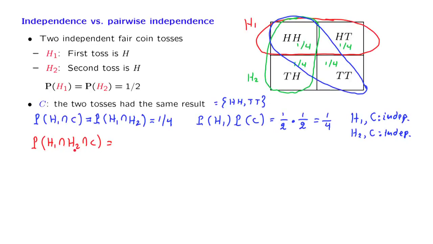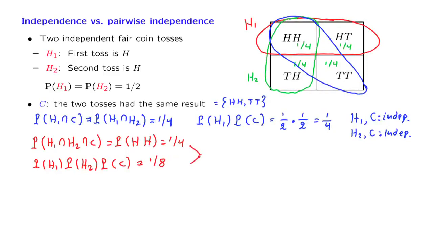Heads in the first toss, heads in the second toss, and the two tosses are the same. This happens if and only if the outcome is heads followed by heads, and this has probability 1/4. On the other hand, if we calculate the probability of H1 times the probability of H2 times the probability of C, we get 1/2 times 1/2 times 1/2, which is 1/8. These two numbers are different, and therefore one of the conditions that we had for independence is violated.